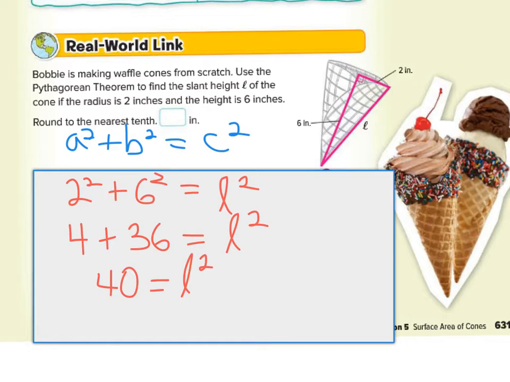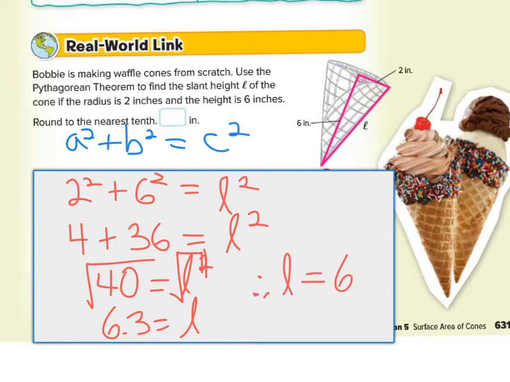Now we must square root it, and when we square root, to get rid of the square on this side, we get L equals 6.3. Therefore, L equals 6.3 inches squared. And we can place that in here as well, 6.3. Sorry, it's not squared. My mistake. Wow, I am daydreaming. It's not squared because we're not looking for area. We're simply looking for one dimension.